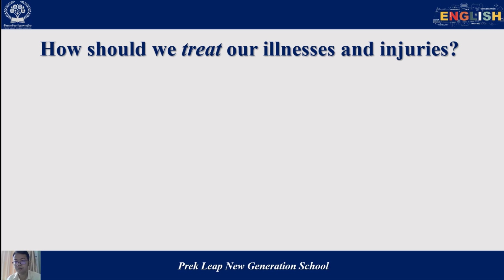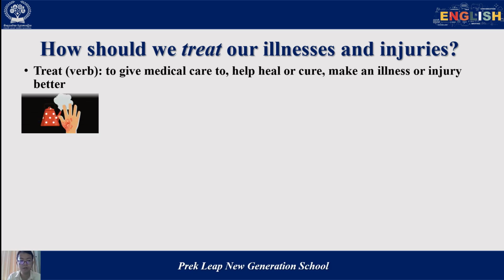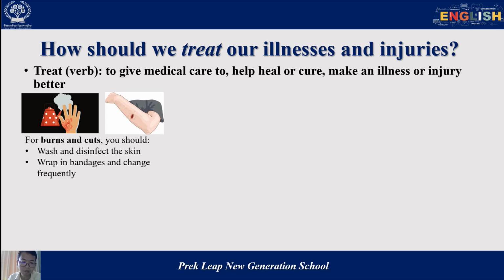So how should we treat our illnesses and injuries in case we experience those things? Yeah, what does treatment mean? Treatment is to cure or heal, to make your illness or injury go away. Okay, and you can see in the picture here, you get a burn or have a cut or wound. How do you treat them? So here are some suggestions for you guys. You should wash and disinfect the skin and wrap in bandages and change your bandages frequently.